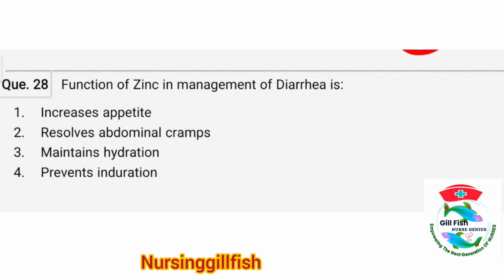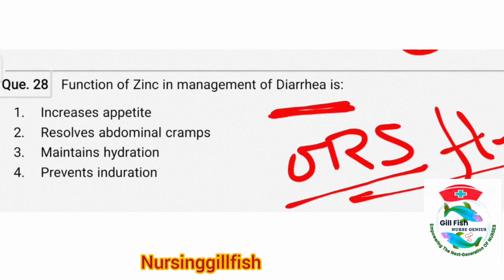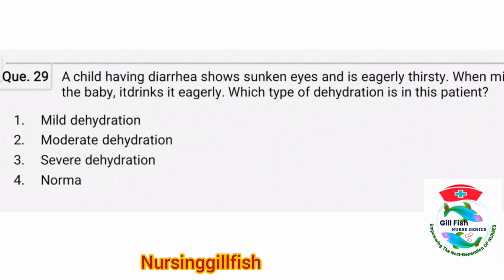Okay, so what do you have to do for that? The baby is having diarrhea and is on zinc management. So what do we have to do for it? Whenever anybody is having diarrhea, what are we going to give? We are going to give ORS, otherwise fluids. So that means maintain hydration. Hydration by ORS or any other oral fluids we can administer.